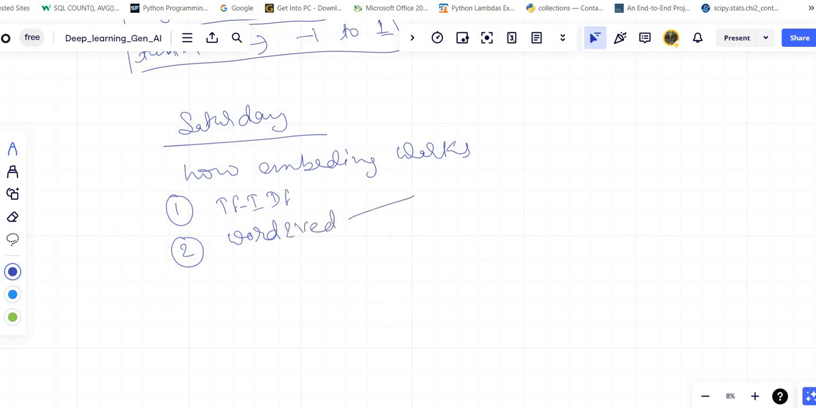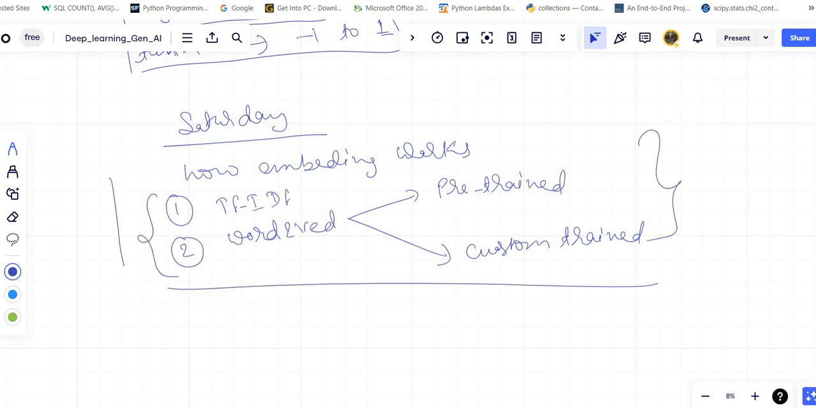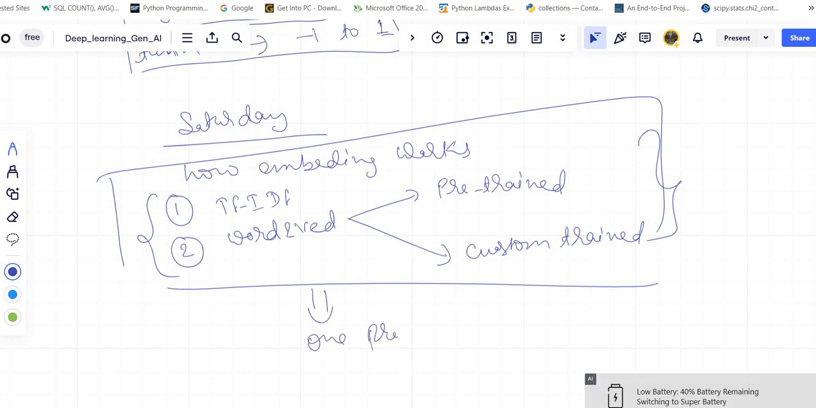And in Word2Vec, one is a pre-trained model and one is a custom trained model. We will see how this model got trained, and we will train it using our own neural network. So this is the agenda, and once we understand this embedding, we will go with one project, and then we will move on to the transformers.